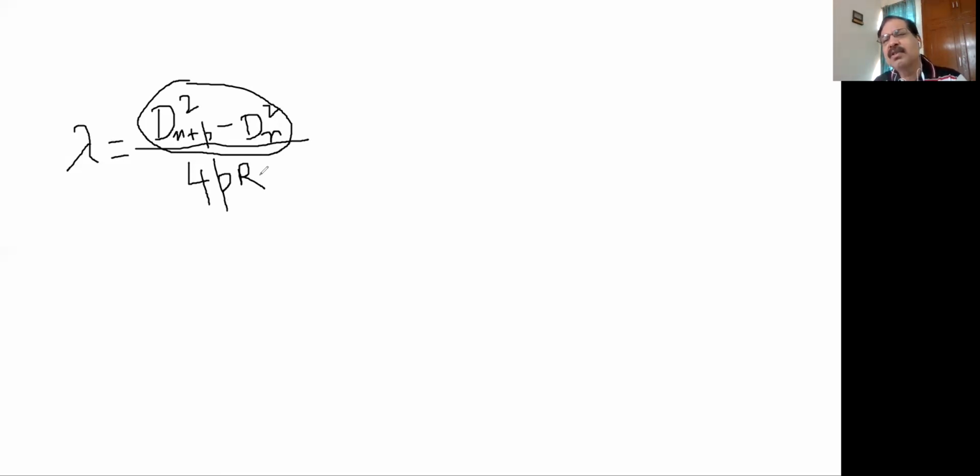And R is the radius of the plano convex lens. Generally it is given. Suppose it is not given, then using a spherometer you can calculate the radius of the plano convex lens. Knowing the value of R and the value of D n plus p square minus D n square, we can easily measure the wavelength of sodium light.